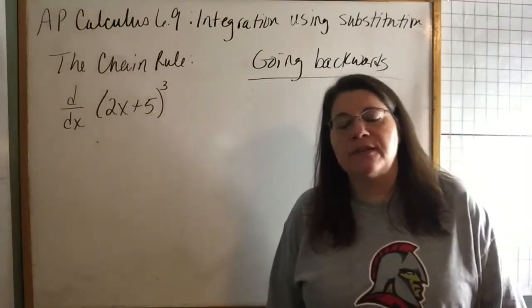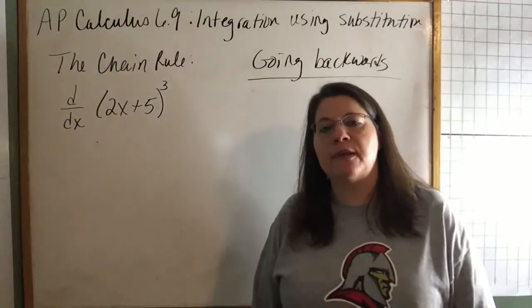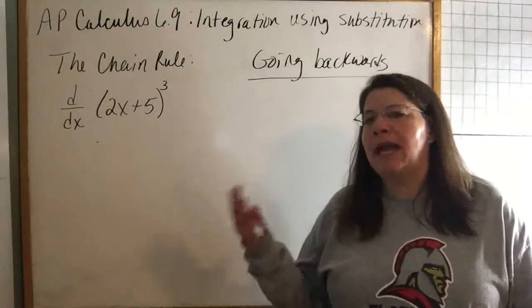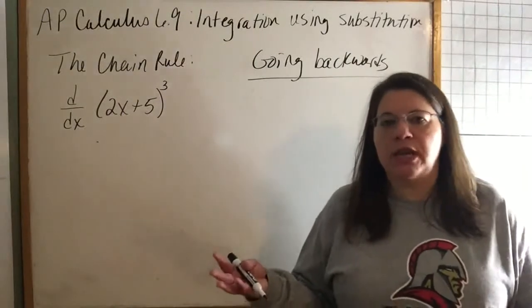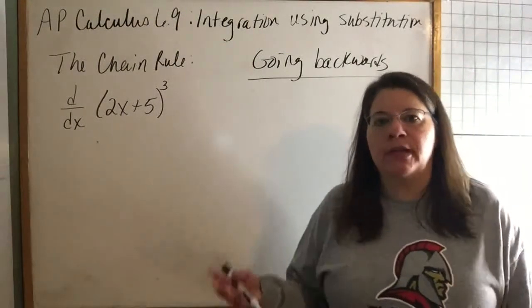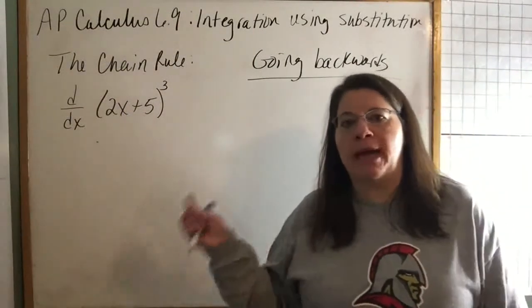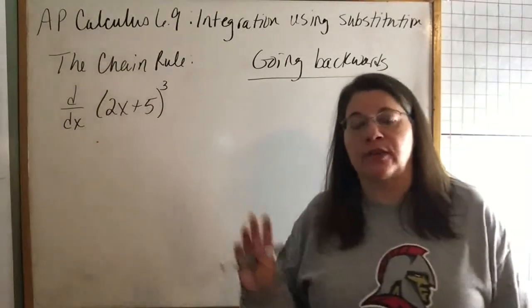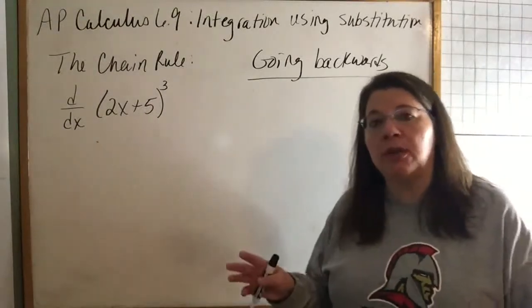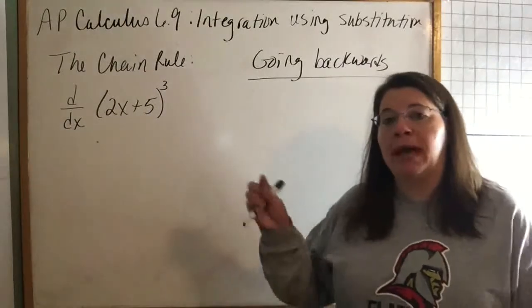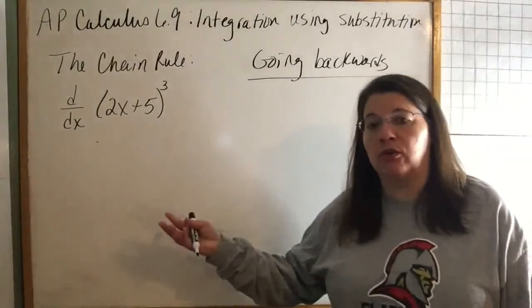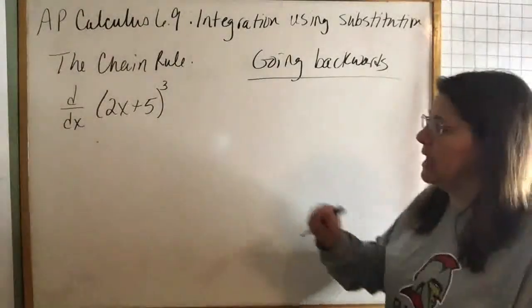This is AP Calculus 6-9, integration using substitution. And we kind of hinted before that there was a chain rule for integration. They don't really call it the chain rule, but this is the way to go backwards. When we have used the chain rule to find the derivative, we can use U substitution to go backwards and go back to the original function. So that's what we're going to talk about today.